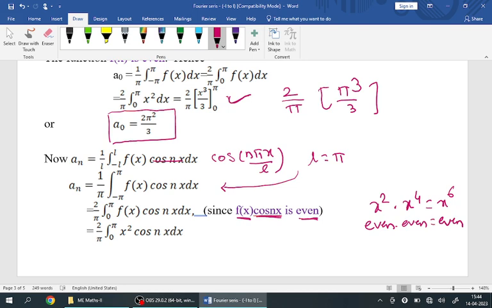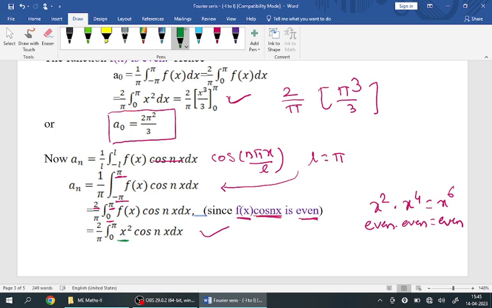So there is one property that is used. It is not compulsory to use, but here the integral minus pi to pi becomes 2 times the integral 0 to pi. And this is 2 by pi, integral 0 to pi of x square cos nx is left now. Because of the even function, it becomes 2 times. Now exactly the same thing we have to do.